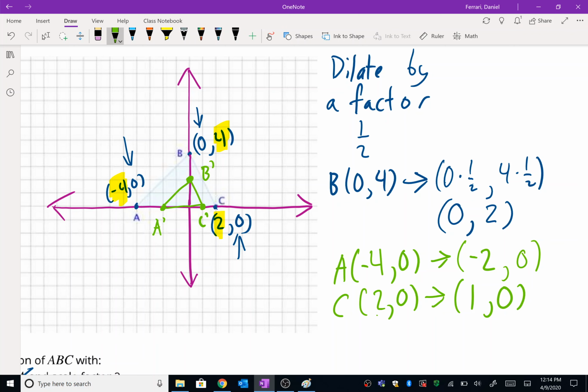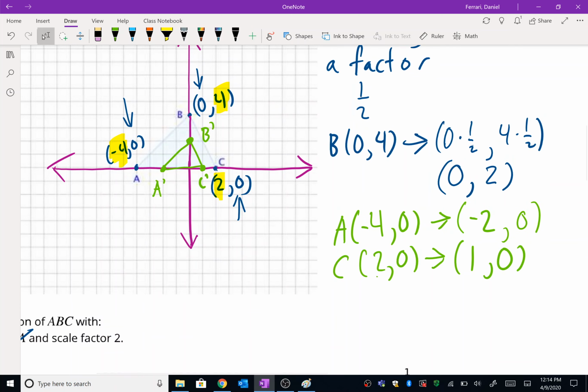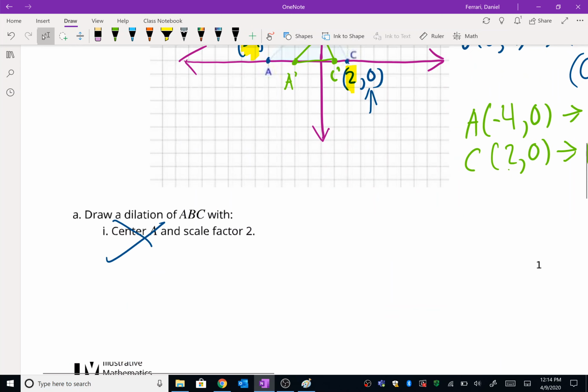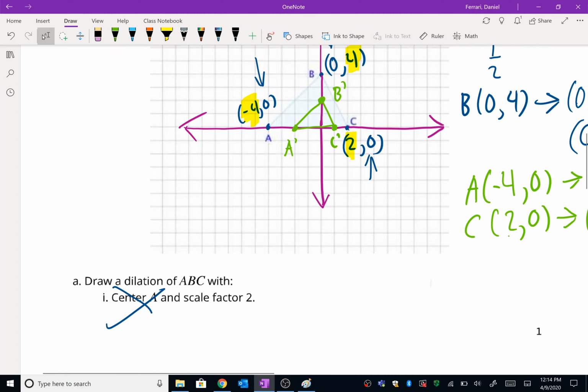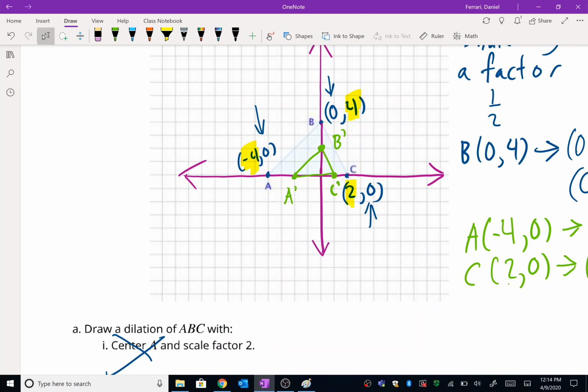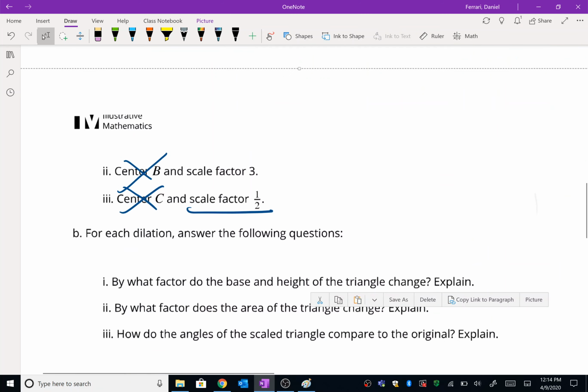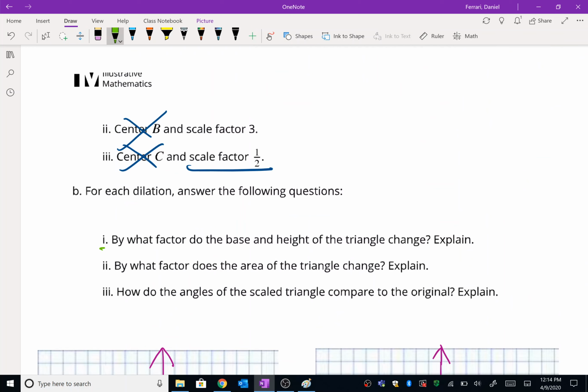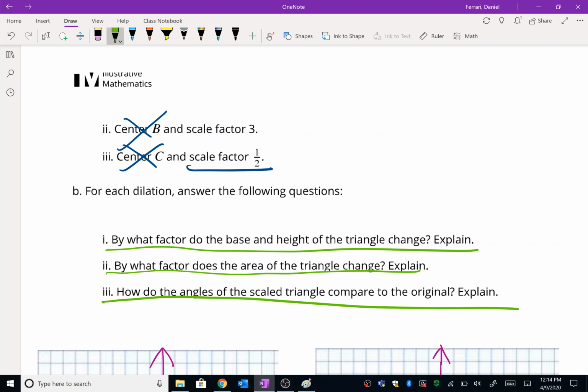So here's what we're going to do now, because in addition, for all of these, you're going to draw the dilation just like I just did. So I did the part for number 3, but now I need to answer these 3 questions. What factor does the base and height change? What factor does the area change? And how do the angles of the scaled triangle compare? So let's take these one at a time.